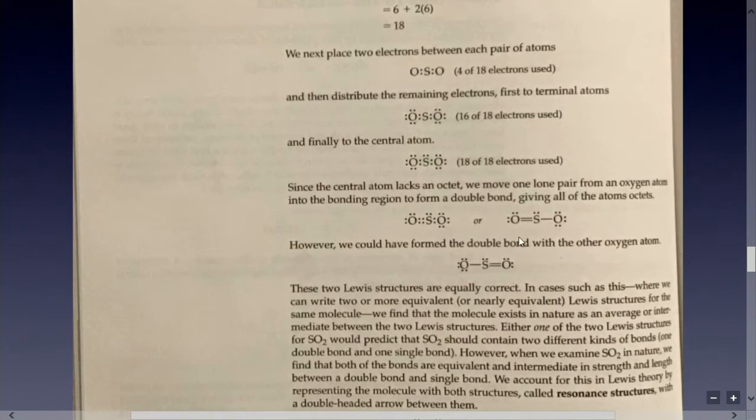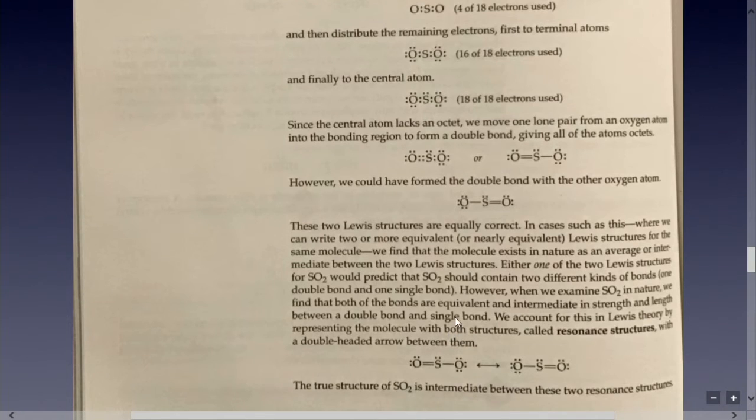Either one would work. This structure and this structure are both equally correct Lewis dot structures, but yet they're different. They're equivalent to each other, almost equivalent. They're equally as good. And so for that case, we have what's called resonance. In nature, either one of those would work.